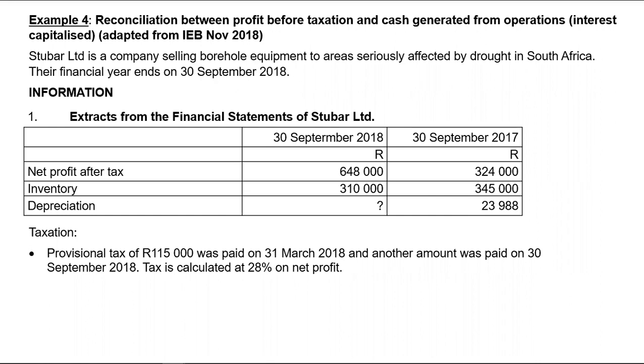Now they say here, Star Bar Limited is a company selling borehole equipment to areas seriously affected by drought in South Africa. Their financial year ends on the 30th of September 2018, and then they gave us information. Extract from the financial statement of Star Bar Limited. We know that the financial year end, as it was specified above, is the 30th of September 2018. And last year, obviously, will end on 30th of September 2017.